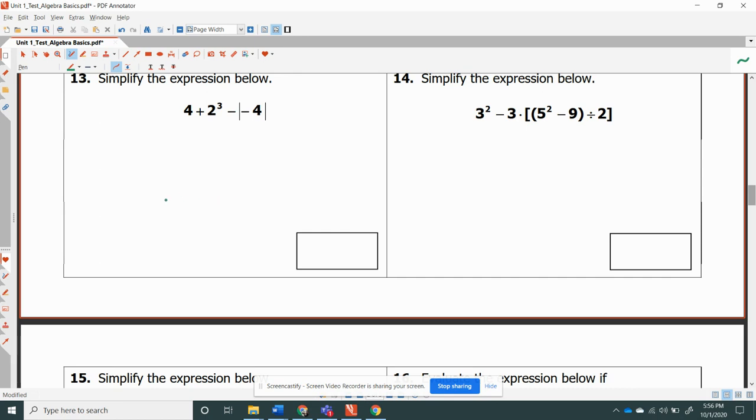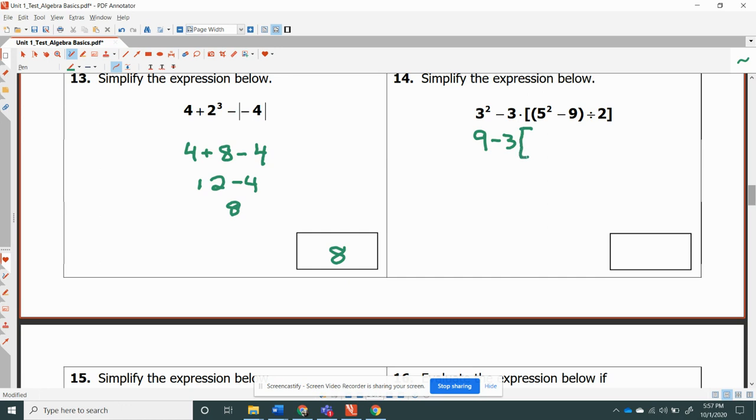Okay, let's simplify this expression. So we'll start with the exponent. So we have 4 plus 2 times 2 times 2 is 8, minus the absolute value of -4 is 4. We can just work directly from left to right. 12 minus 4, and 12 minus 4 equals 8. Start from the inside out here. But we can also work with this exponent here.